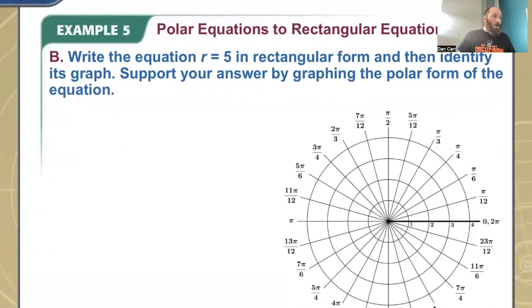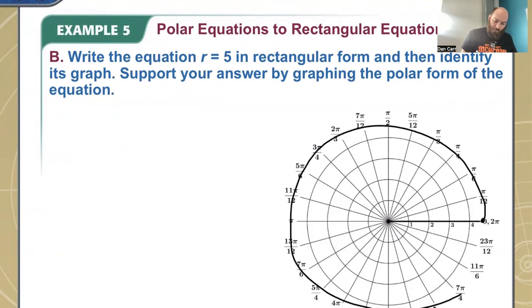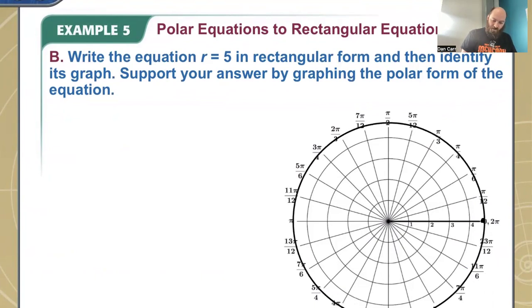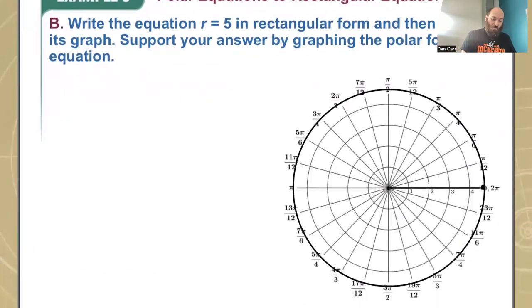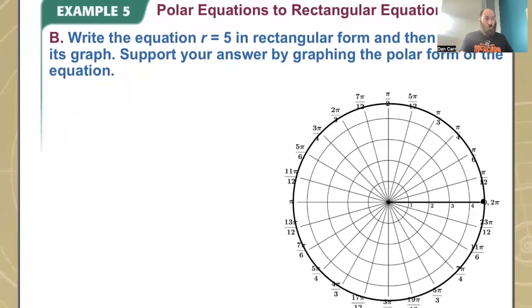Okay, polar equations. Here we've got r is equal to 5. If you remember what that one looks like, it's going to go out to 5, and then it does something like this. Close enough on that one. So if that's my r equals 5, we know it's going to be a circle.